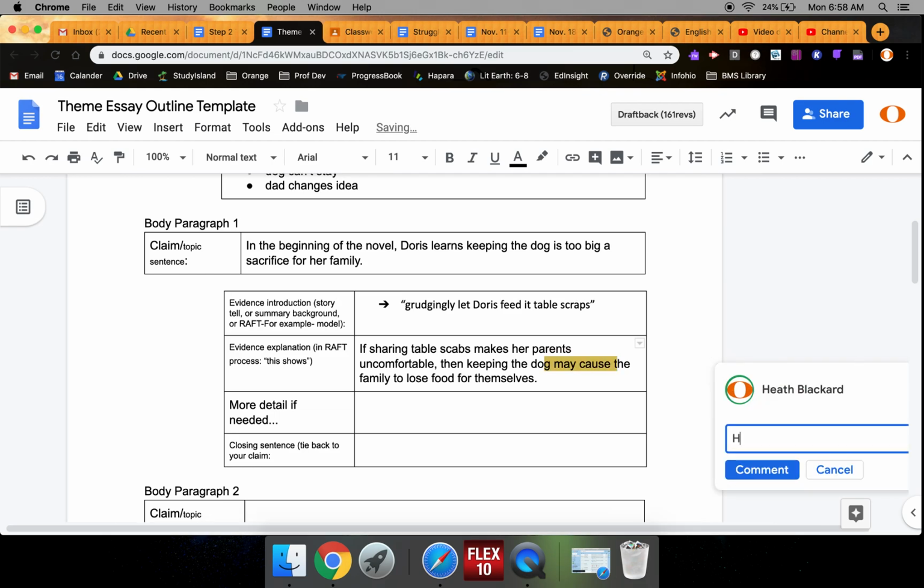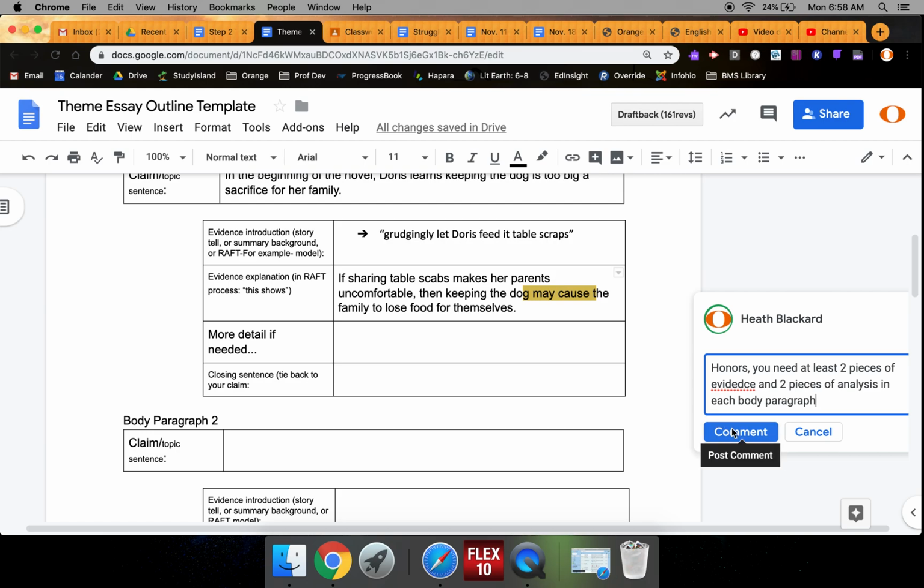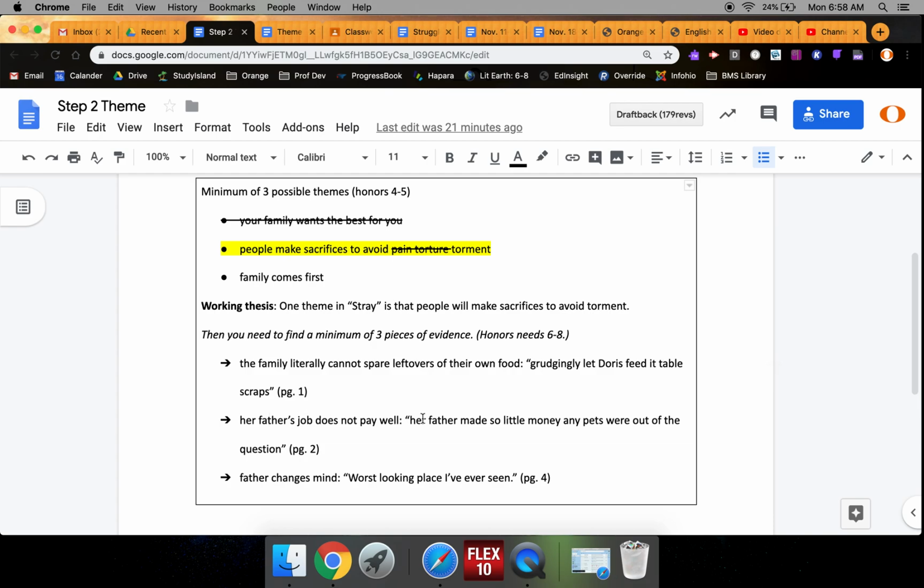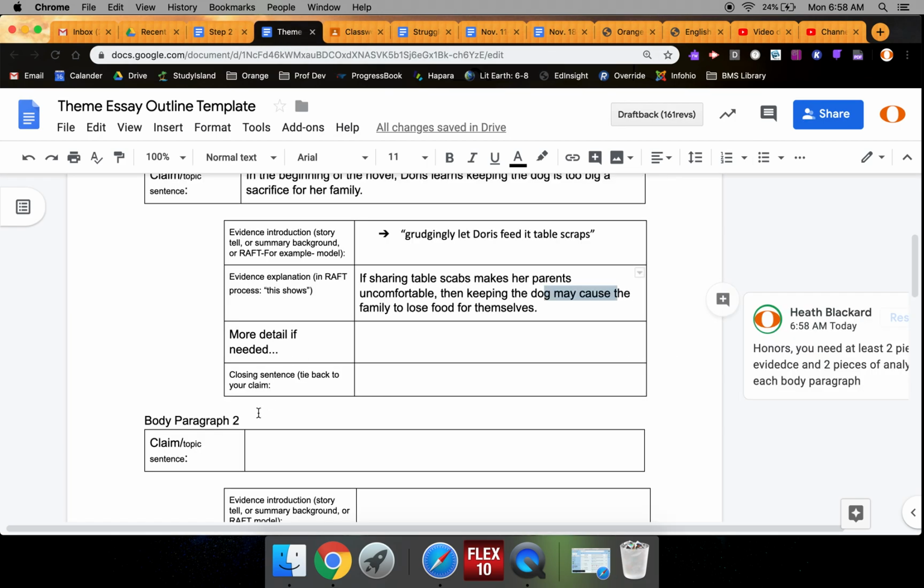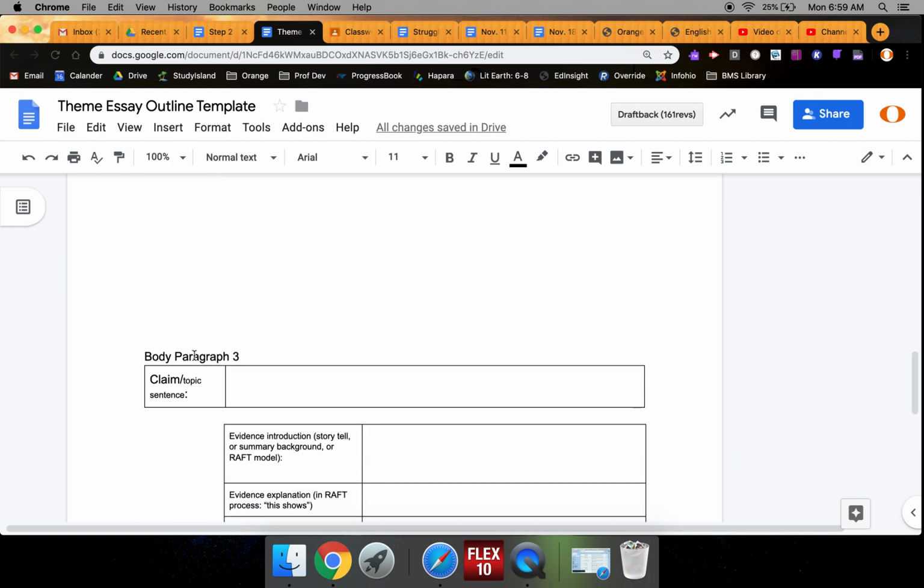Now, honors, let's make sure you hear this. Honors, you need at least 2 pieces of evidence and 2 pieces of analysis in each body paragraph. So honors, you have a slightly different expectation. I'm going to repeat that process. I'm going to go back over here. I'm going to find my second piece of evidence, and I'm going to do the same thing in body paragraph 2. I'm going to do the same thing in body paragraph 3.